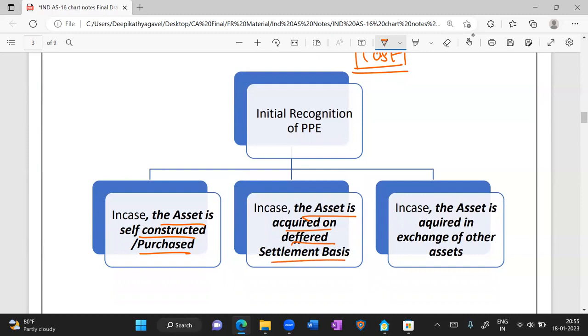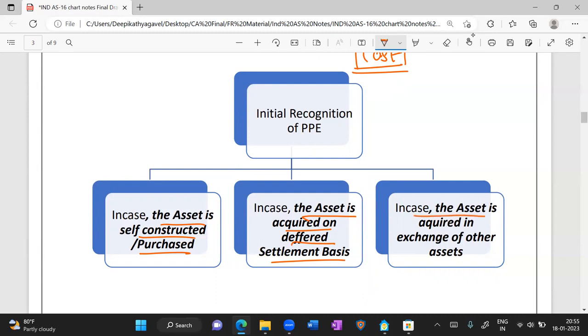What do you mean by deferred settlement basis? Settlement is basically making the payment, right? When I say deferred settlement basis, the payment is being deferred. The payment is delayed. The payment is being made in installments. It is not being made in one shot. So this is deferred settlement basis.